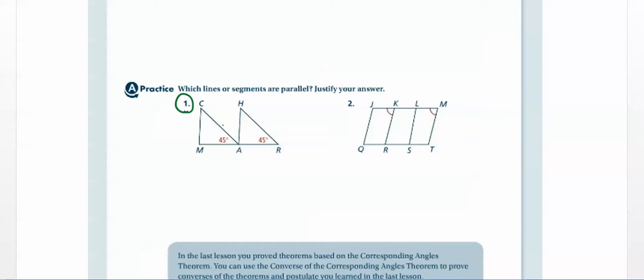Justify your answer. This looks a little different. These are some triangles. But we do have a transversal here. This thing at the bottom, that's like a transversal. And then we have two possible lines. Now, just because they're not making complete lines with arrows doesn't mean you can't draw lines over them.